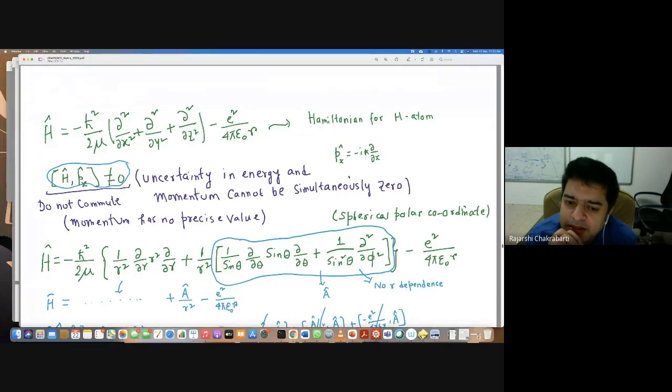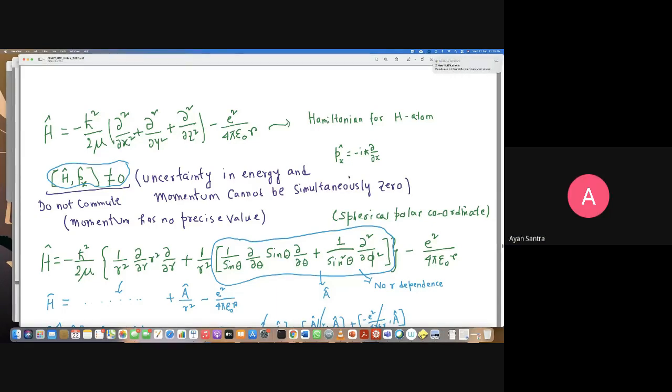It is very simple. I'll do that later, but it's very simple. So one thing is that if two operators commute, they will have one common set of eigenfunctions. You know that?